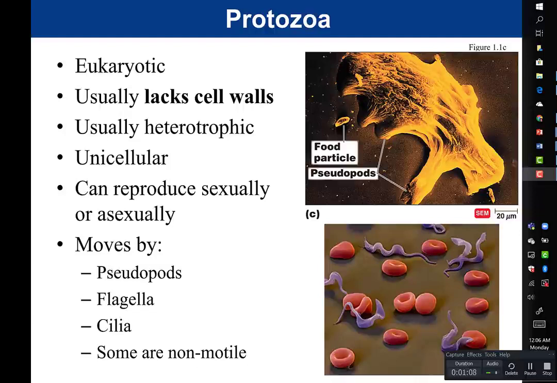And in terms of their movement, again, they could move by pseudopods. They can move by flagella, so these long tail-like extensions. They could move by cilia, which are these tiny hair-like projections that cover the whole surface. So a paramecium, for example, would move using cilia. And then some are going to be non-motile, meaning they're not able to move.